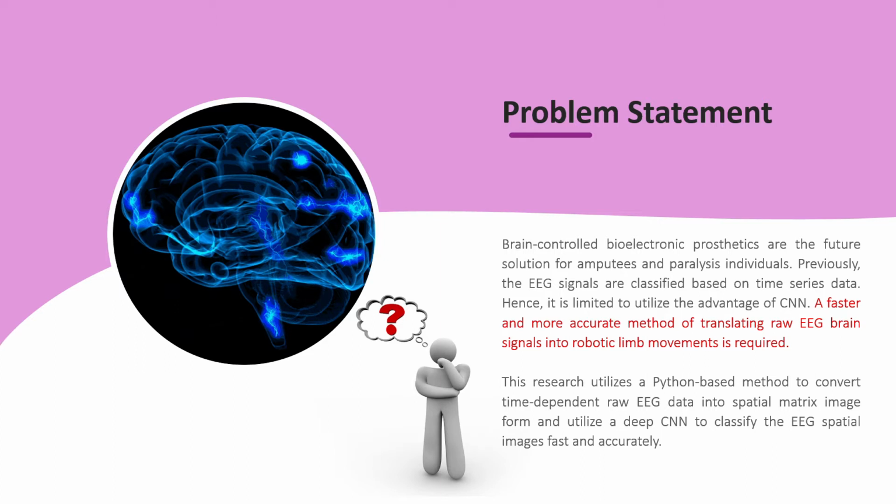This research utilizes a Python-based method to convert time-dependent raw EEG data into spatial matrix image form and utilize a deep CNN to classify the EEG spatial images fast and accurately.